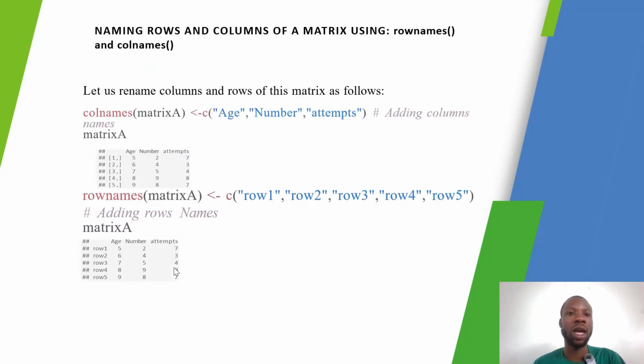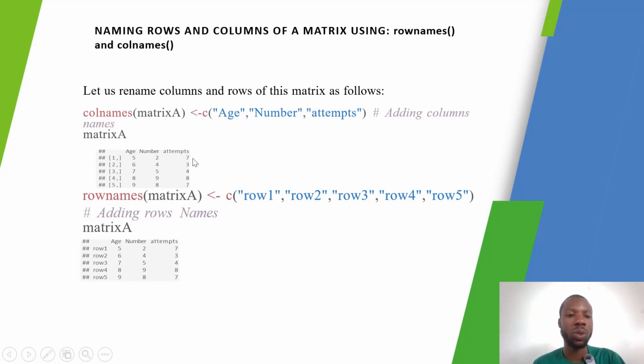So again, here we are naming the rows and the columns of a matrix using row names. Let's say, for example, you can have a matrix which is not named, and you need to make it appropriate. Maybe I have numbers 5, 6, 7, but I don't have age, numbers, attempt, those kinds of things. And then I will need to name it so that it is easier for me to work with.